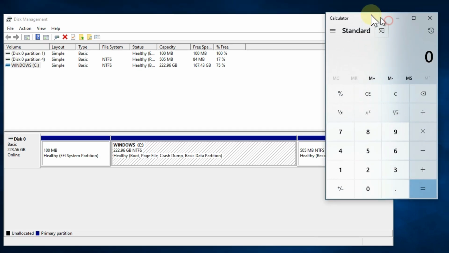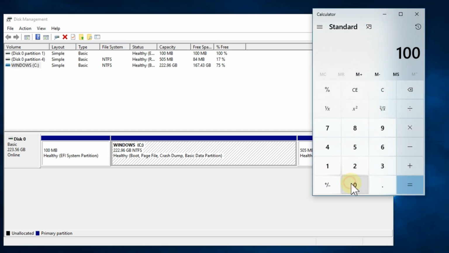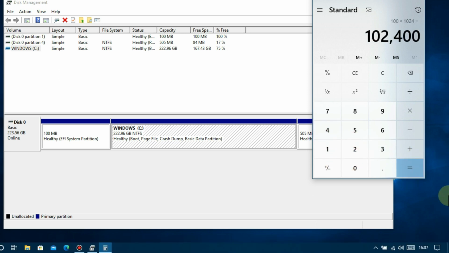Here we know 1 GB has 1024 MBs, and if we are going to make 100 GB, we have to multiply 100 by 1024, so it could be 102400.